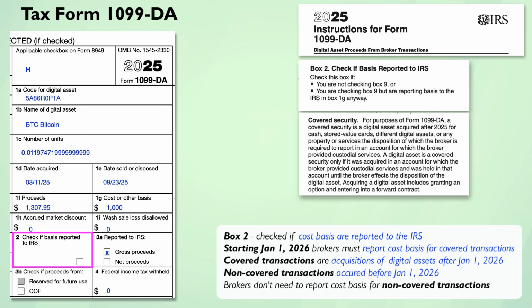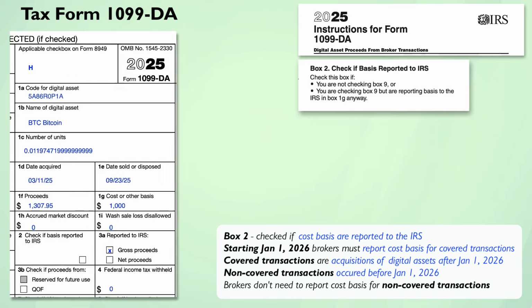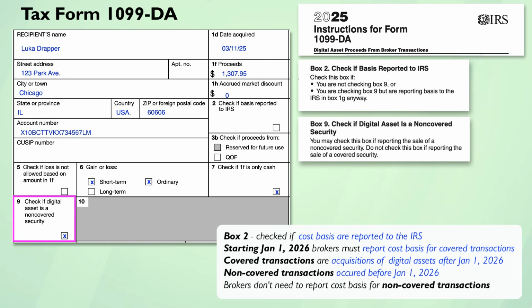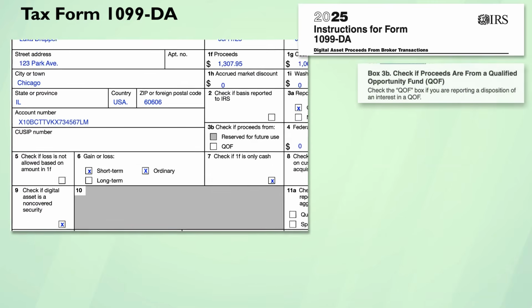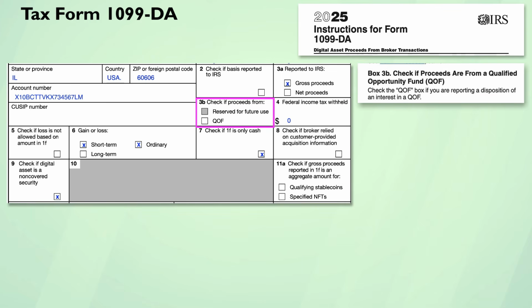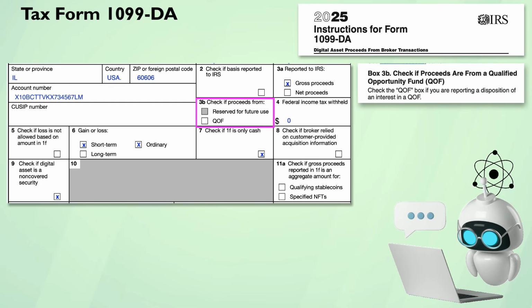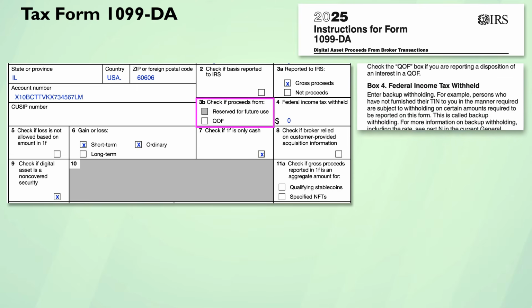For those transactions, the broker is not required to report cost basis to the IRS. For tax 2025, all digital asset transactions are treated as non-covered. That means Box 2 will likely not be checked. Instead, Box 9 may be checked to show that the transaction is non-covered. Box 3B refers to qualified opportunity fund transactions, which is a more advanced topic we won't be covering here.